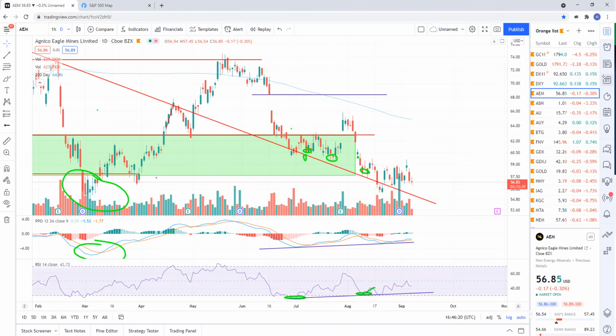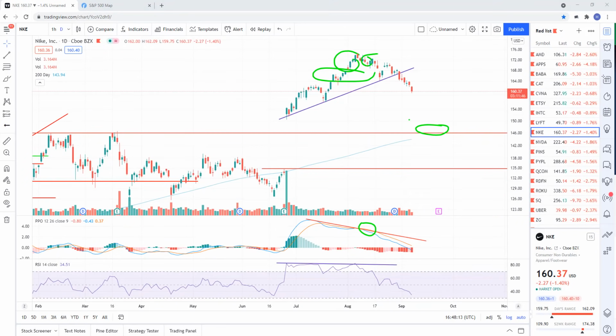So this is the zone of consolidation as far as I can tell for a lot of these, and that's why I've been building positions, buying these miners over this time period, waiting for that next move to the upside. Here's Nike. I haven't talked about this one for a little while.